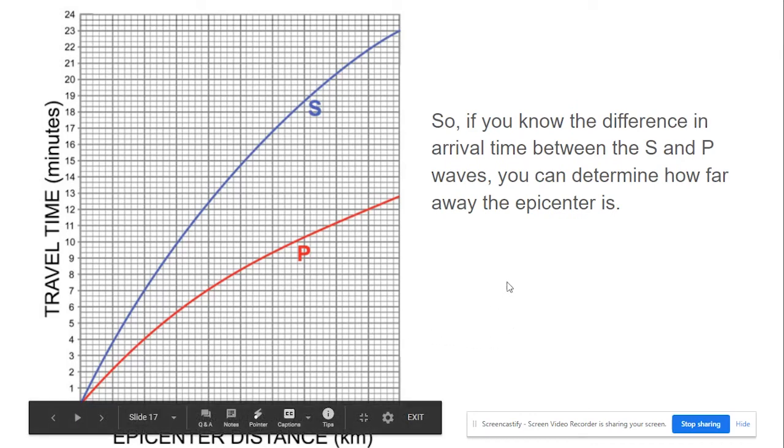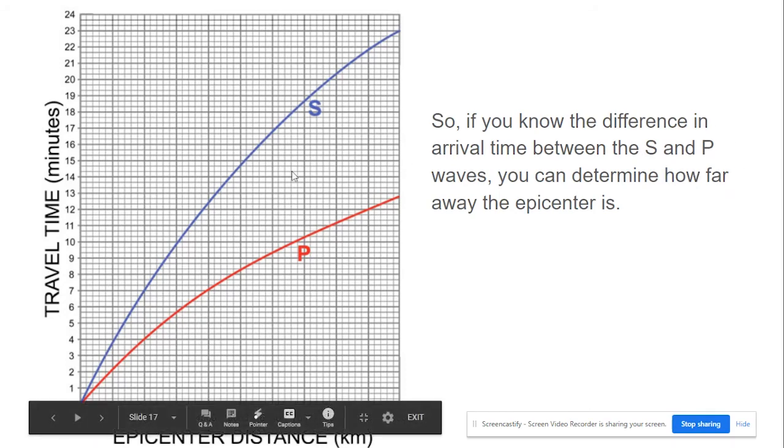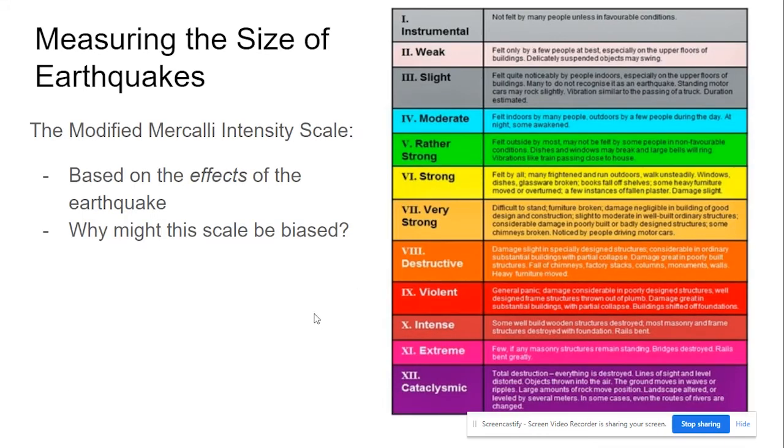Seismologists have made curves to help us determine how far away the epicenter is, and you can use them if you know the difference in the arrival time between the S waves and the P waves. So curves like this are used to determine how far away the epicenter is from the seismograph. Then we talk about the magnitude.